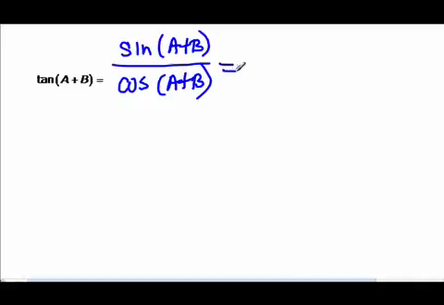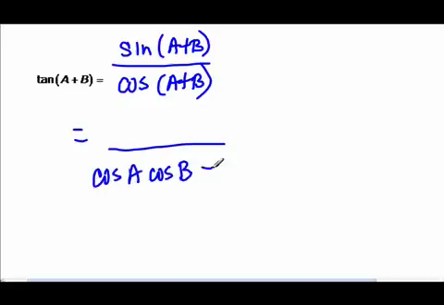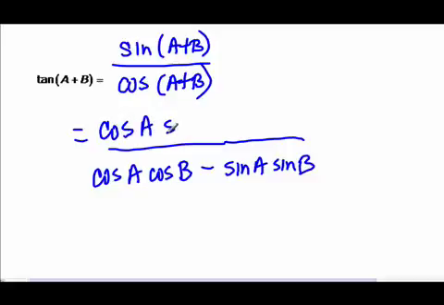So at the bottom, I need room to the right, so I'm going to write it underneath this. We know that the bottom is cosine A cosine B minus sine A sine B, and the top is cosine A sine B plus cosine B sine A. There's where we're at.